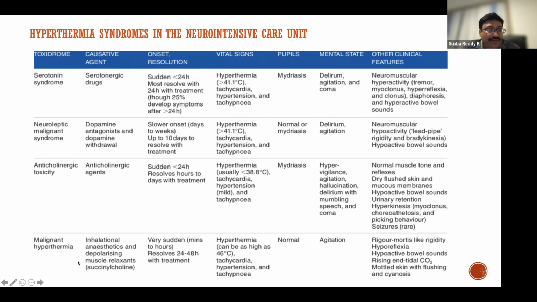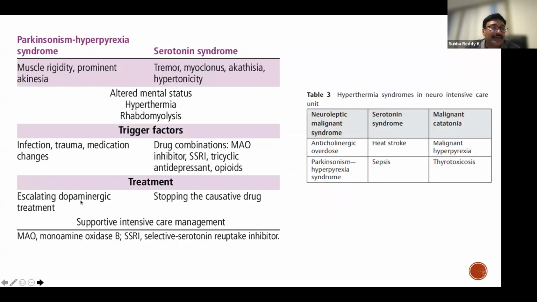Coming to malignant hyperthermia, we know this is because of the inhalational anesthetics and depolarizing muscle relaxants, very sudden in onset, and it resolves within 24 to 48 hours with treatment. Hyperthermia can be very high, as high as 46 degrees centigrade, and the pupils are normal here. Patients are agitated, with tachycardia, hypertension, tachypnea, and then you get rigor mortis-like rigidity, hyporeflexia, hypoactive bowel sounds, and rising end-tidal CO2, and then mottled skin and flushing with cyanosis. Very, very high temperatures, you see in malignant hyperthermia. So it is an emergency. We have to treat immediately with dantrolene.